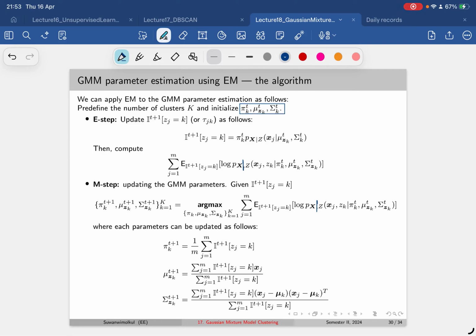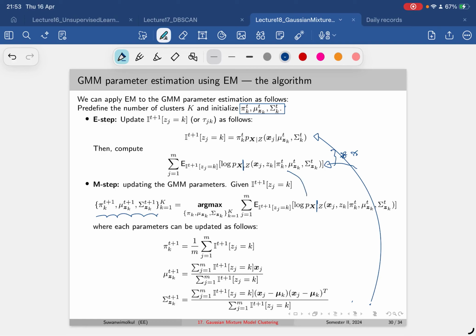Okay, and then after that you start to compute the expectation with this initialized assignment. After that you use expectation maximization to solve for the model parameters. But once you have model parameters, you have to go back to your expectation step again to compute two things. First is your cluster assignment, second is the expectation.